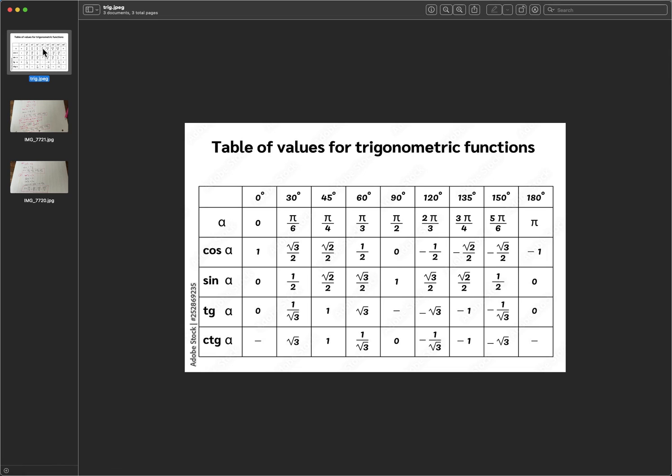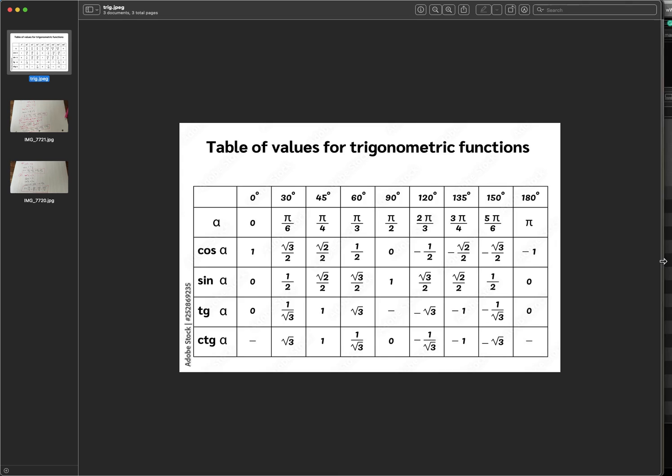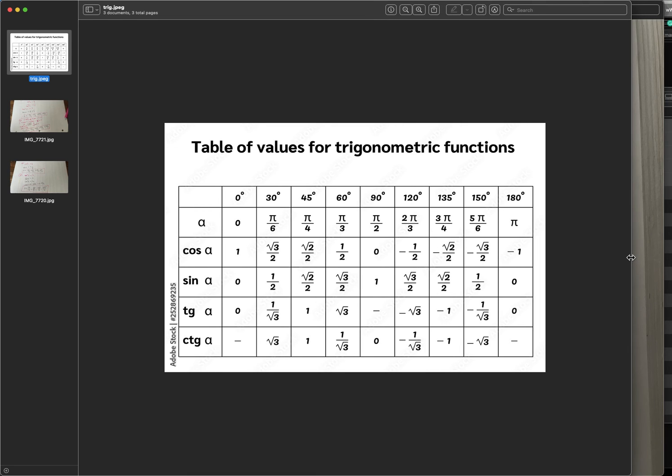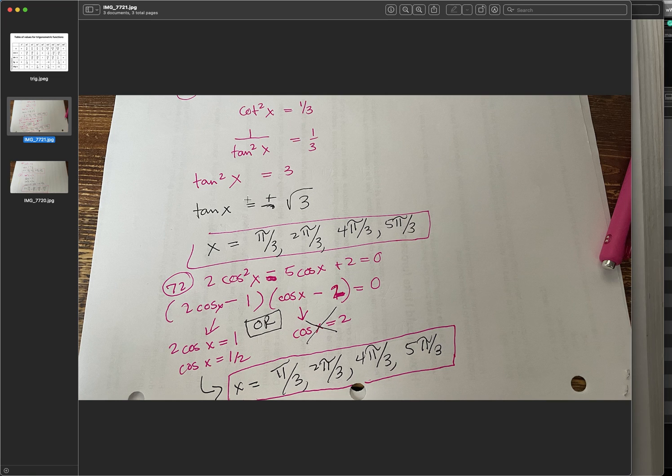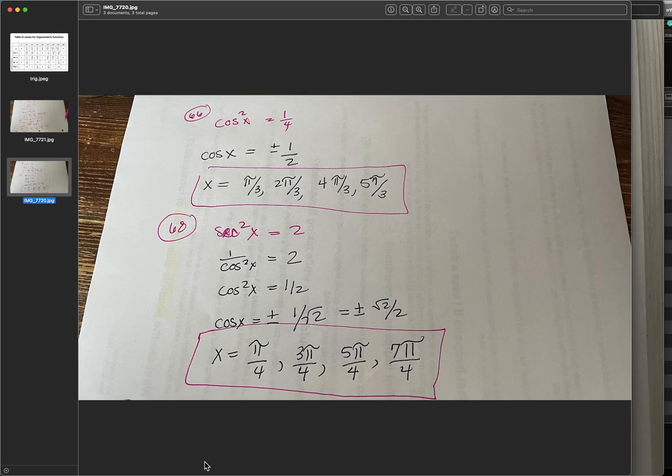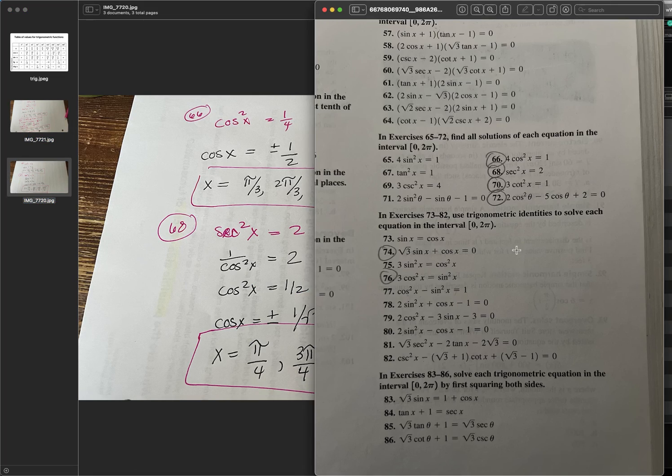Okay, so we know what all of these answers are, and that's our goal, to get it to look like these answers right here. And so we're going to take this stuff to start with and try to manipulate it so that we get cosine or sine or tangent or cotangent. And so we're starting off, we'll do number 66 first.